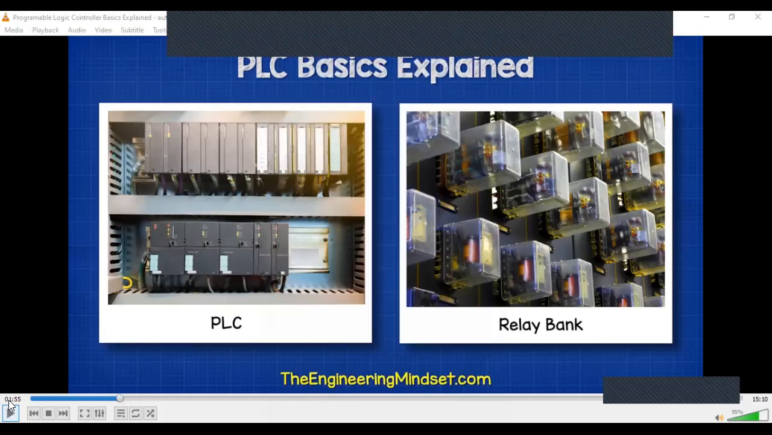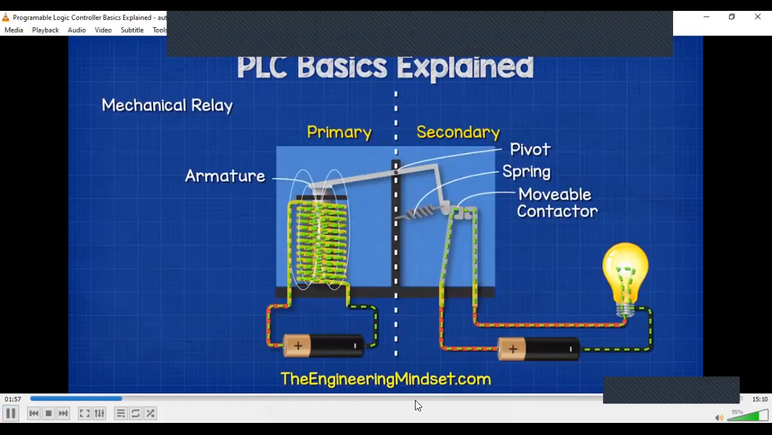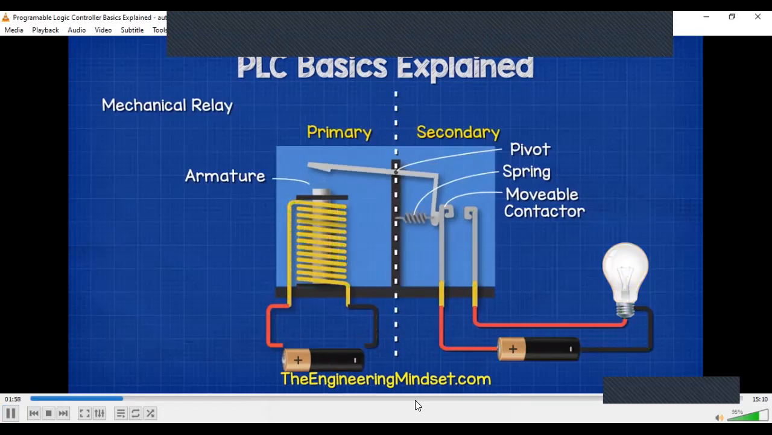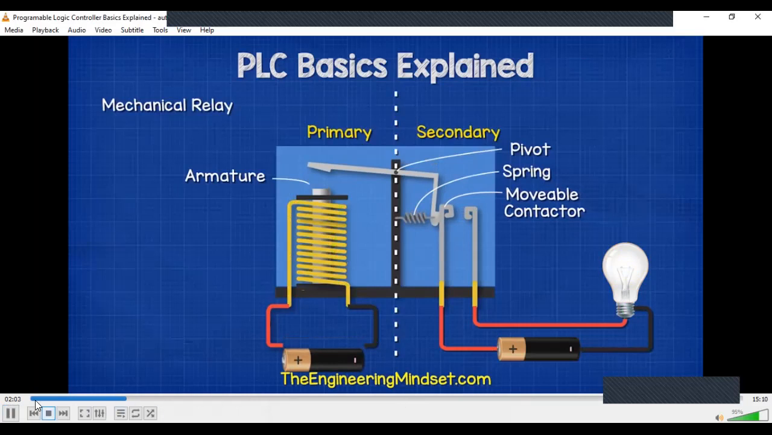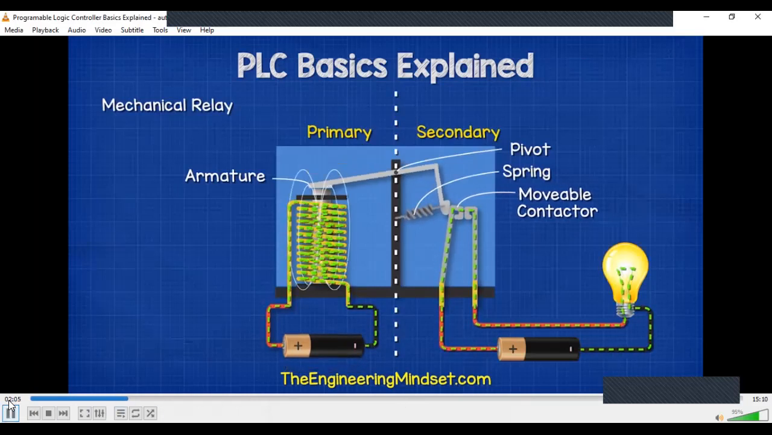Relay controlled dedicated inputs and outputs based on physical wiring. Relays would control other relays to form logic controllers.